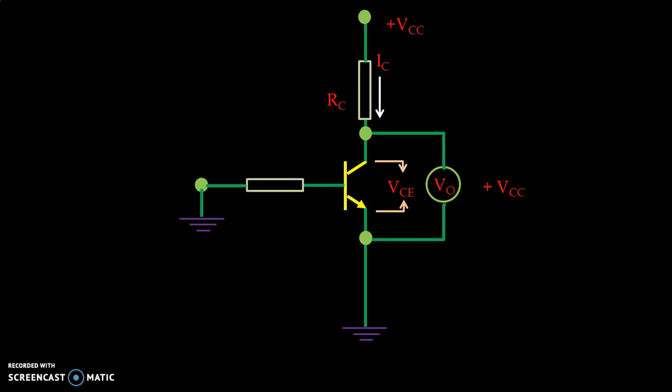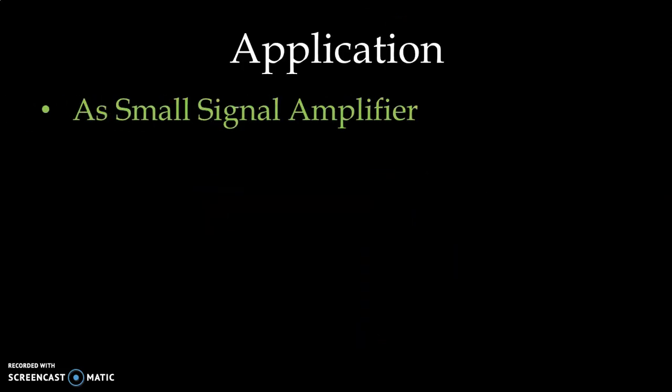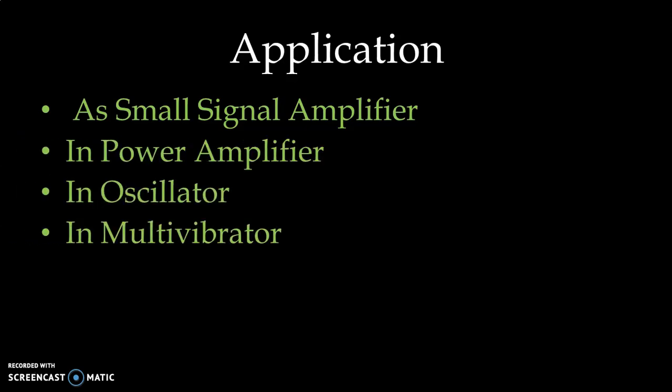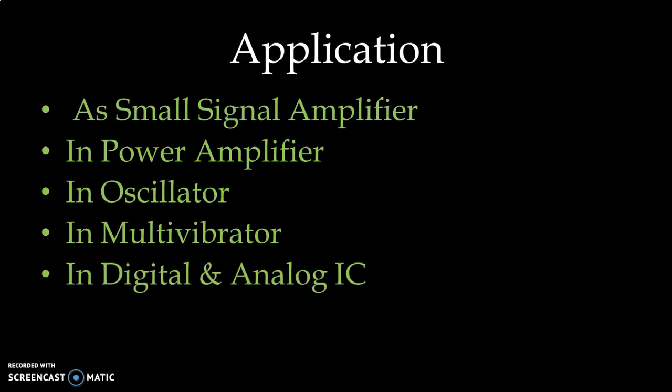We can use the transistor in cutoff and saturation regions, and the same condition is possible in the case of a PNP type of transistor also. We have other different applications of the transistor. We can use the transistor as a small signal amplifier, in a power amplifier, in an oscillator, in a multivibrator, in digital and analog ICs, and as an electronic switch. So this is all about the applications of a transistor.